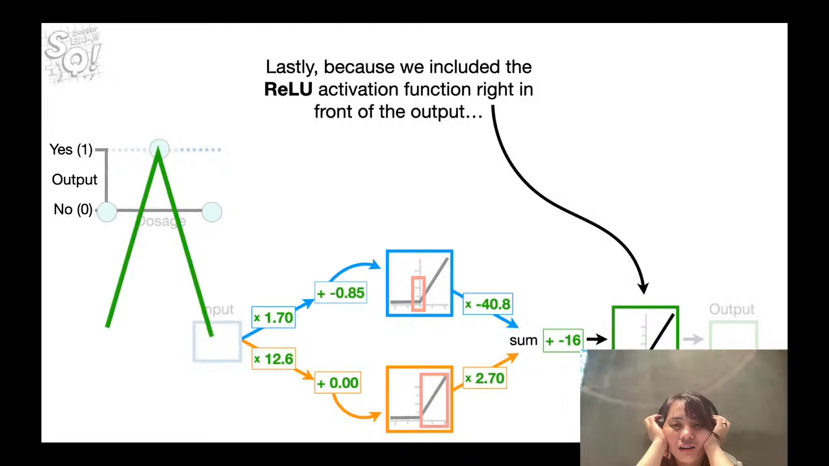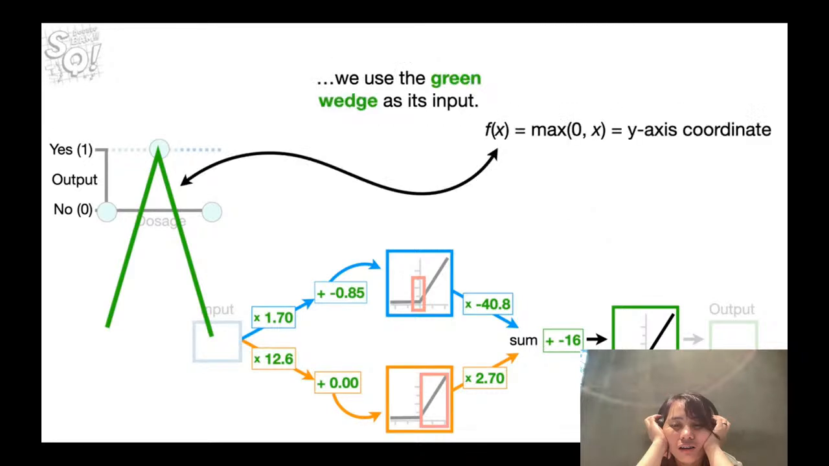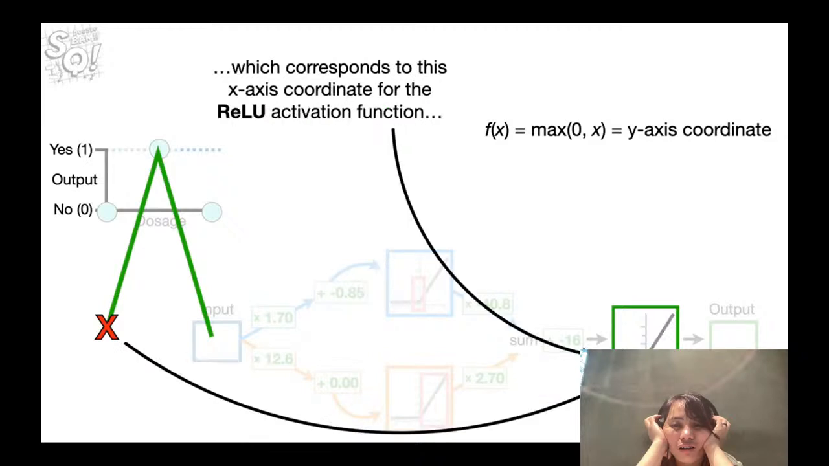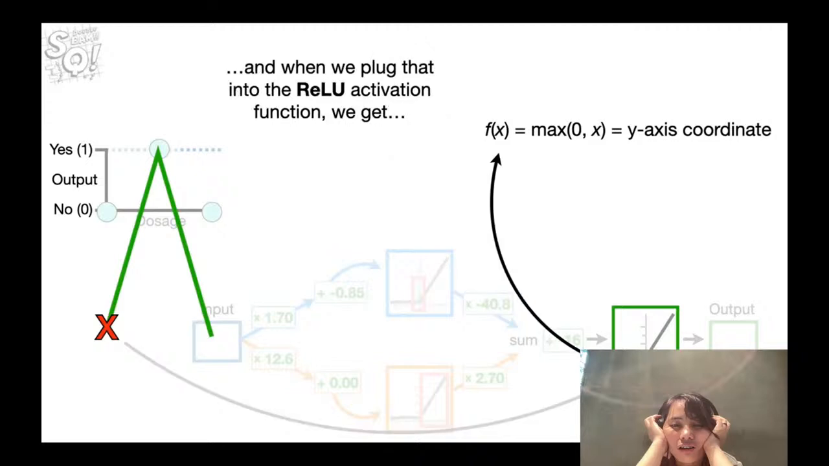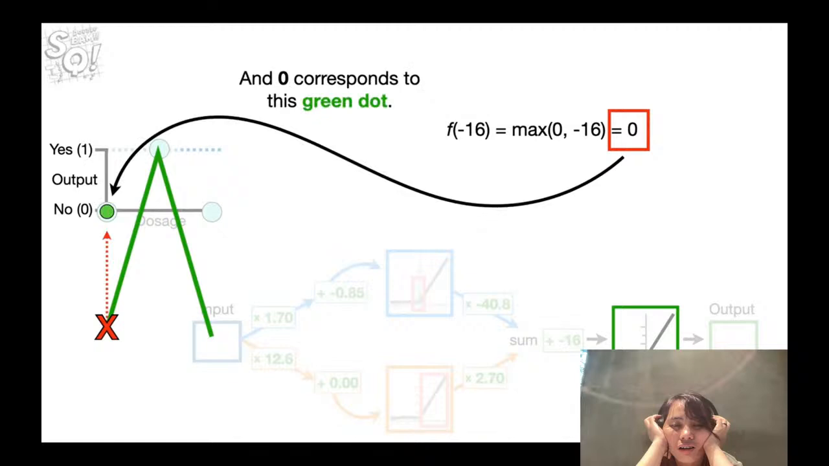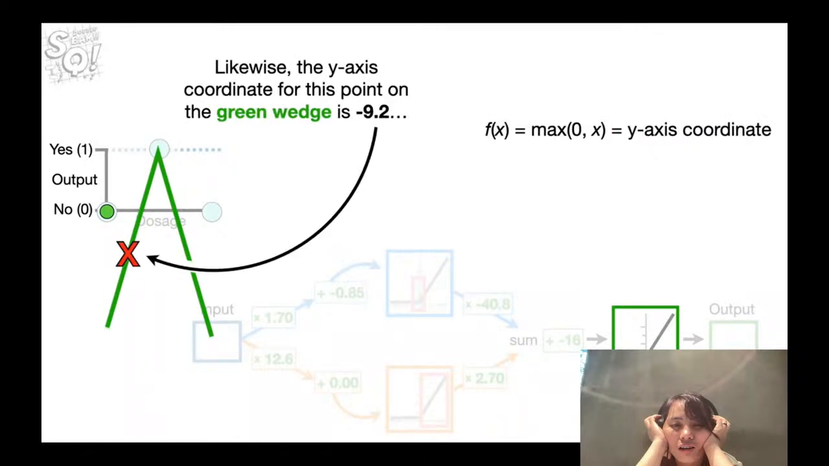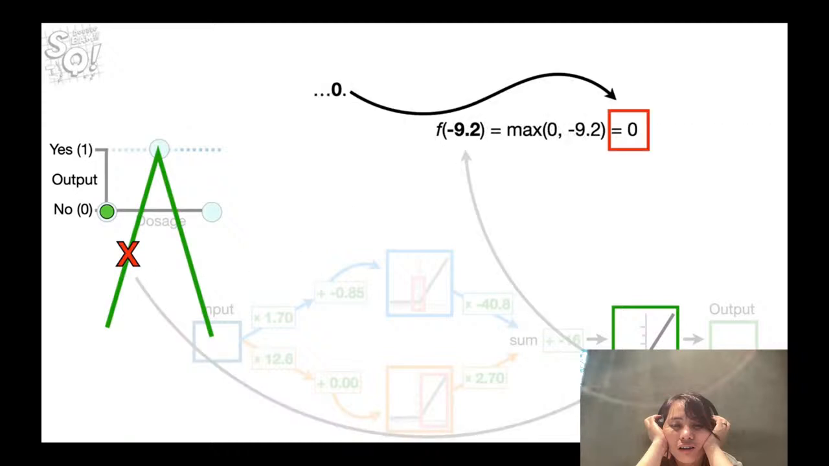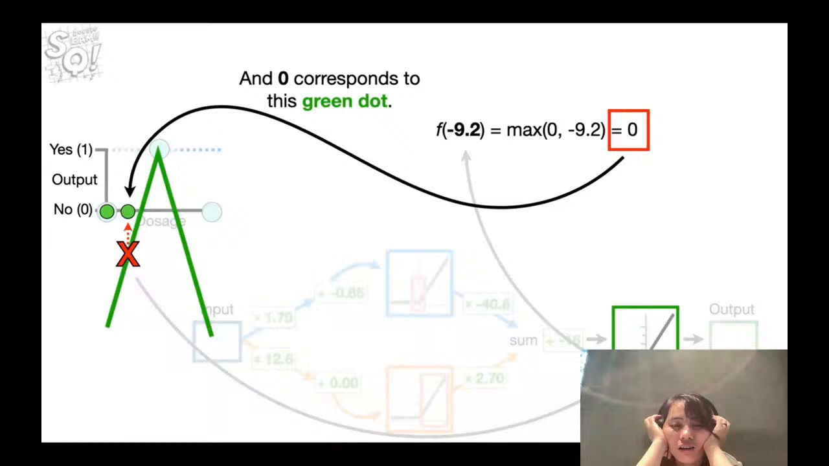Lastly, because we included the ReLU activation function right in front of the output, we use the green wedge as its input. For example, the y-axis coordinate for this point on the green wedge is negative 16, which corresponds to this x-axis coordinate for the ReLU activation function. And when we plug that into the ReLU activation function, we get 0, because 0 is greater than negative 16. And 0 corresponds to this green dot. Likewise, the y-axis coordinate for this point on the green wedge is negative 9.2. And just like before, when we plug that into the ReLU activation function, we get 0. And 0 corresponds to this green dot.